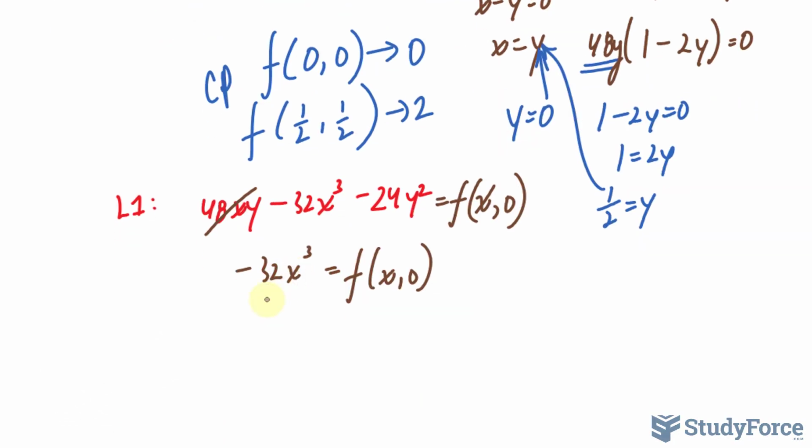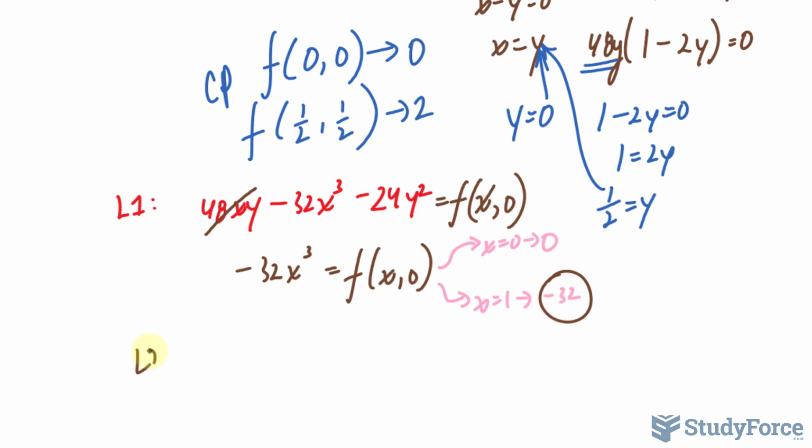Placing 0 into there, you end up with 0 as your output. And substituting x is equal to 1 into there, you end up with negative 32. So this is a potential new minimum, absolute minimum.